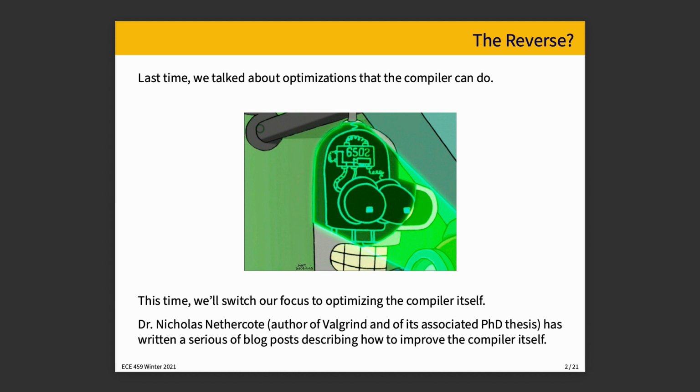Dr. Nicholas Nethercote is the author of Valgrind, which is probably where you've heard that name before, and his associated PhD thesis. He has written a series of blog posts describing how to actually optimize the compiler itself. And yes, I see it says serious on there, and whoops, it's correct in the notes, even if the slide uses the wrong one.